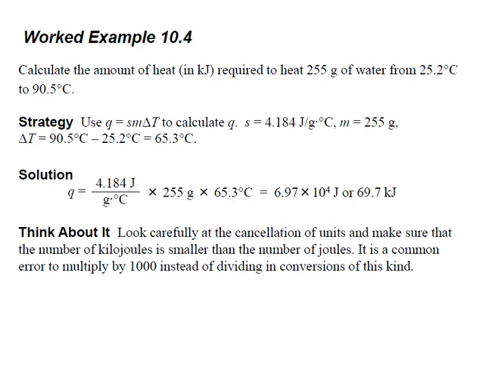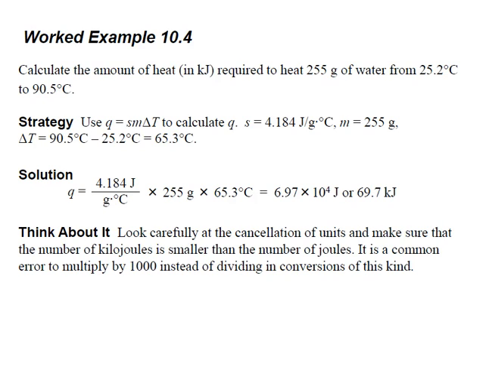Well, let's take a look at our fourth example. And this reads, calculate the amount of heat in kilojoules required to heat 255 grams of water. And it gives us the temperature range that we'll go from. And this looks like about room temperature, 25.2 degrees Celsius, to just under the boiling point, 90.5 degrees Celsius.